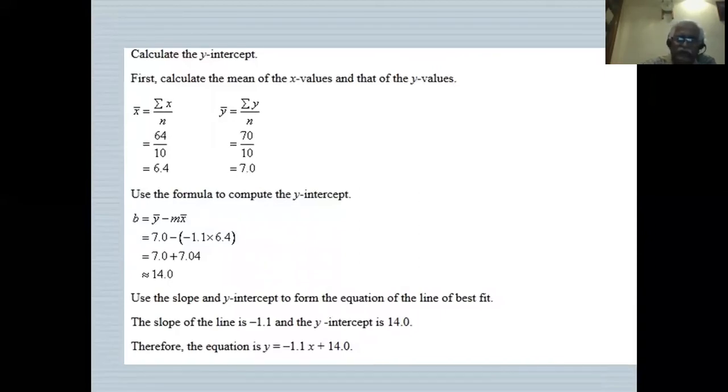So now you can do the m and you can do the c, that is the intercept, and the equation has come like this.